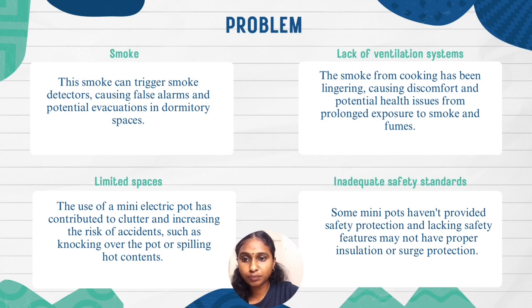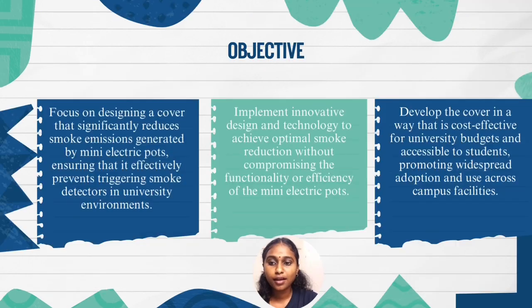Third is limited space. Student apartments are often small and not designed for extensive cooking. The use of mini electrical pots has contributed to clutter and increased the risk of accidents. Lastly, inadequate safety standards. Some mini pots don't provide safety protection, lack safety features, and may not have proper insulation.